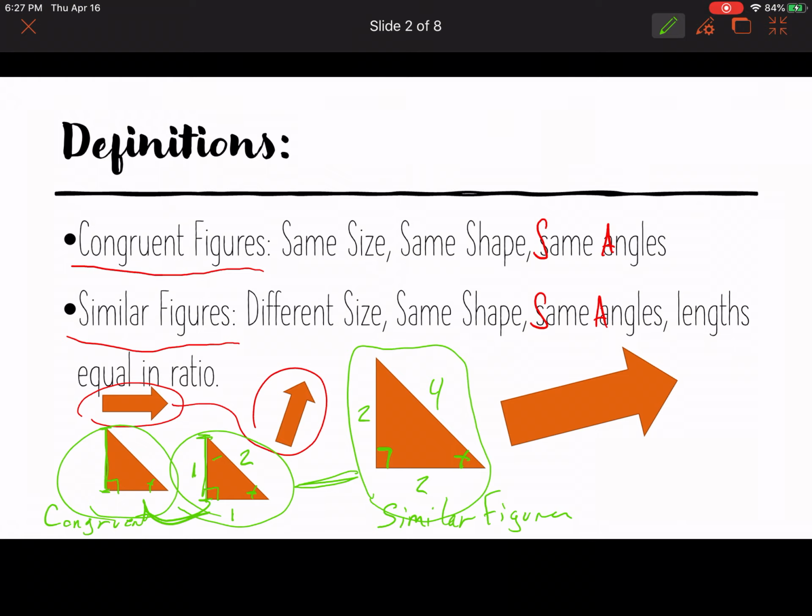And I haven't measured these. I'm just making up numbers. But they're just bigger in size. But the angles are still the same. The ratios are still the same. The angles are still the same. The shape is still the same. It's just a different size.